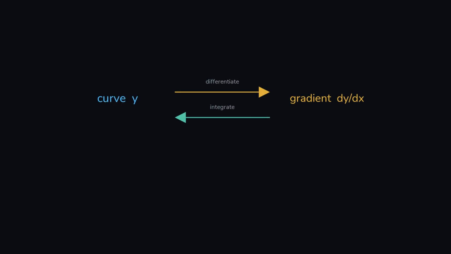Last unit, differentiation took a curve and handed you its gradient. Integration runs that film backwards. Give it the gradient, and it rebuilds the original curve. It is the undo button of calculus.